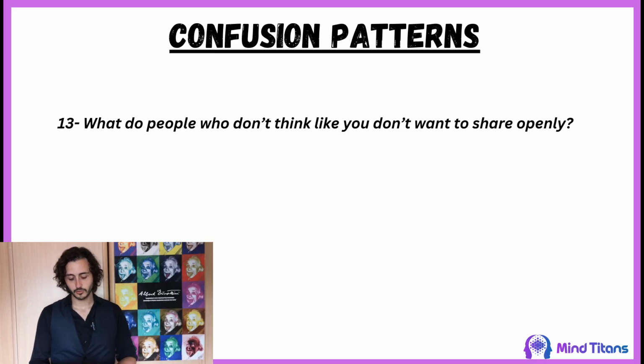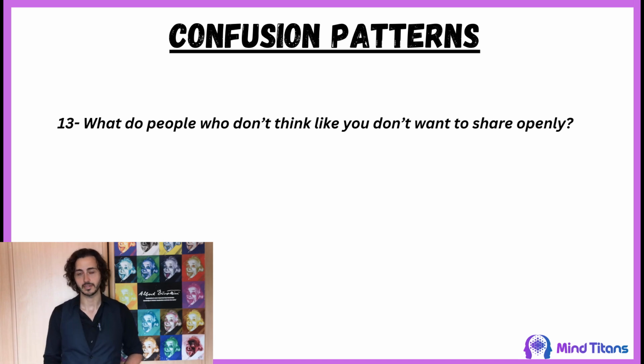Number 13, what do people who don't think like you don't want to share openly? Share openly is an embedded command. It is helping the person to share information they haven't been able to share so far in the conversation. And we find, once again, the double negation. So don't think you don't want to share openly. A double negation always creates an overwhelm because it is difficult to grasp the meaning of a double negative sentence. In any kind of language, grammar, it is always more difficult to grasp the meaning of that.